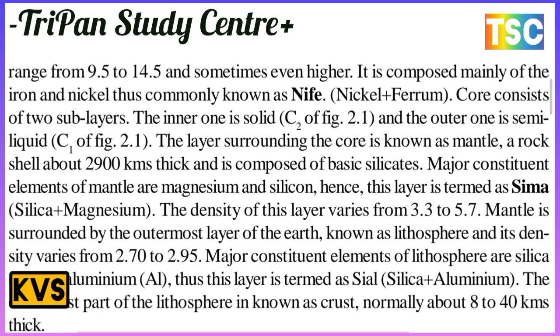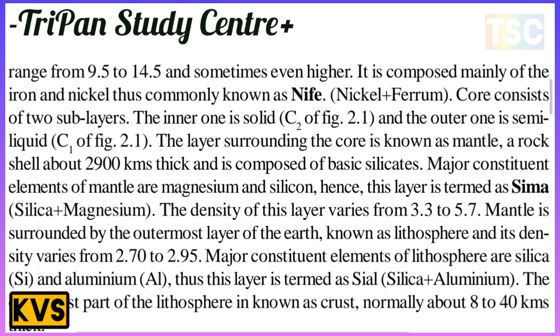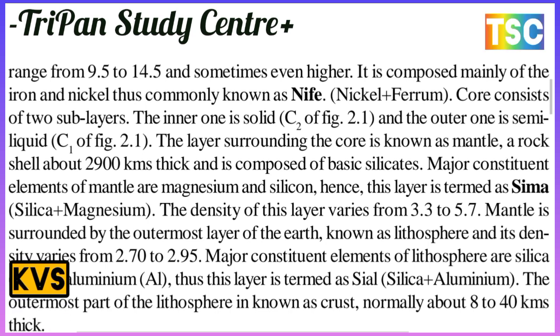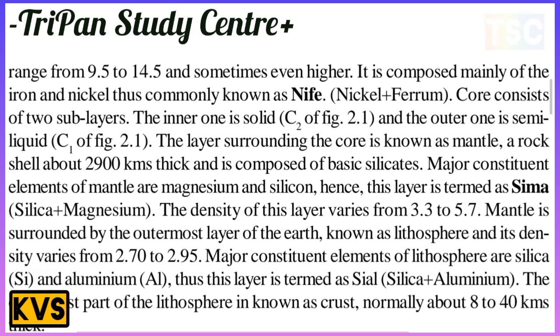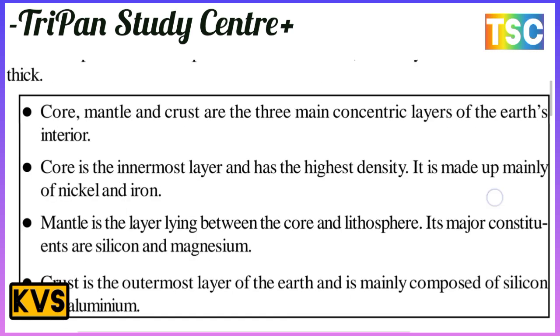The major constituent elements of the lithosphere are silica, meaning Si, and aluminium, meaning Al. Thus this layer is termed Sial, meaning silica plus aluminium. These first two words are the most important: silica and aluminium. The outermost part of the lithosphere is known as the crust. It is normally about 8 to 40 kilometers thick. This is the most important box.